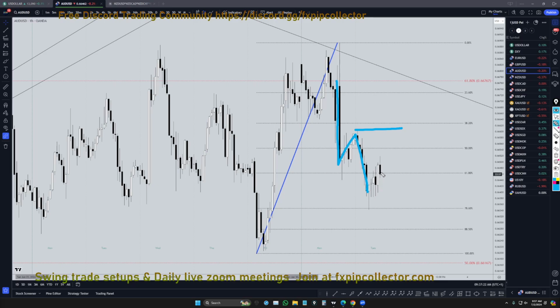The most ideal thing to happen, I think, is if it went down one more time, made a double bottom at that 78%, then went up, then broke structure. I think that would be the most ideal scenario for this, and that would be a really good opportunity to go long for the continuation of the uptrend.